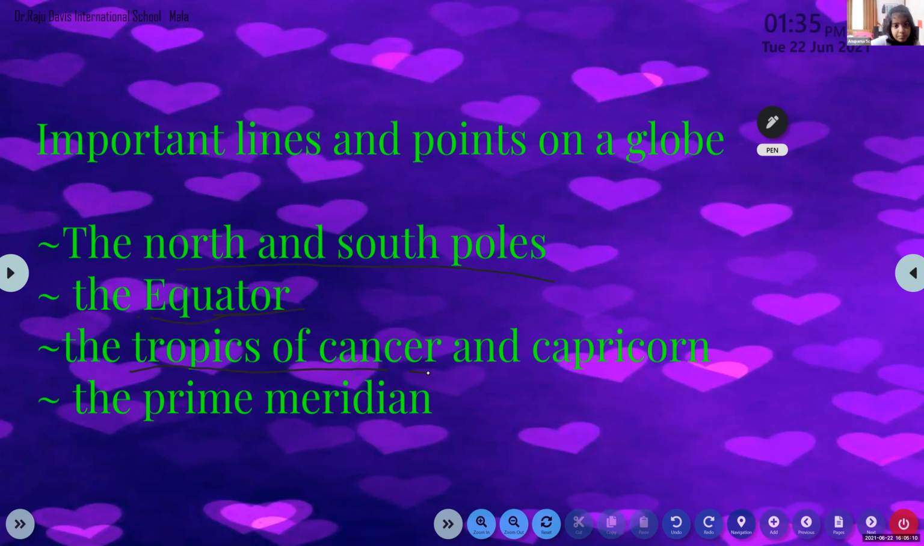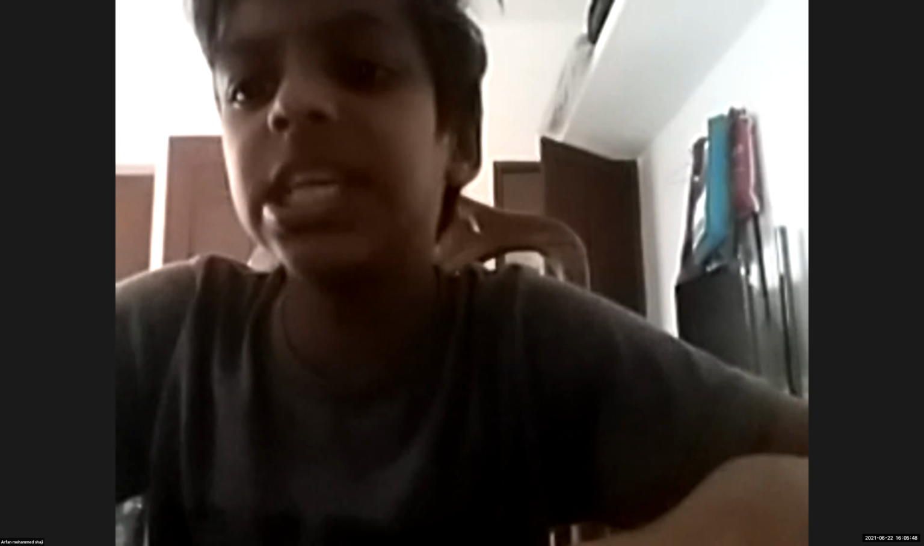Prime meridian. What is the horizontal imaginary line that is drawn around the middle of the globe? Equator. Okay. It divides the globe into two parts. What are they? Northern hemisphere and southern hemisphere. Okay. The prime meridian divides the globe into which hemispheres? Eastern and western.